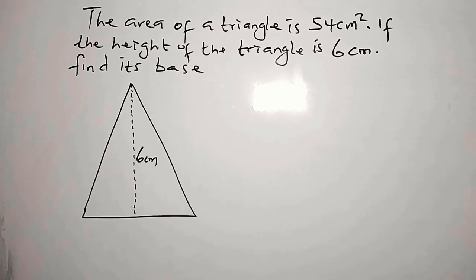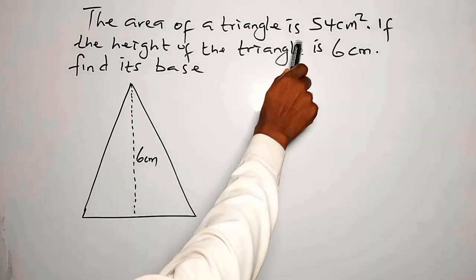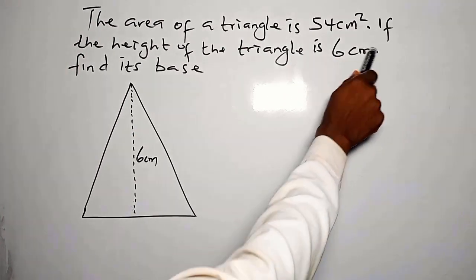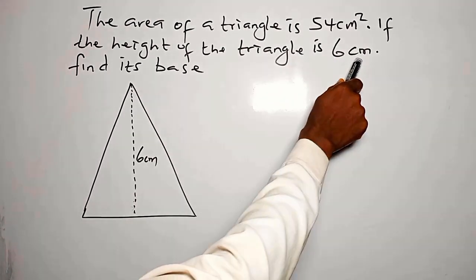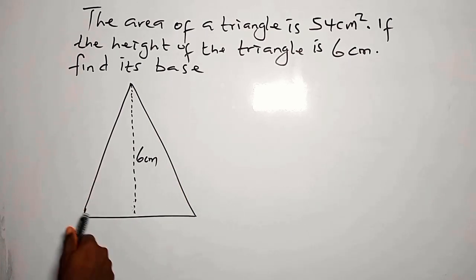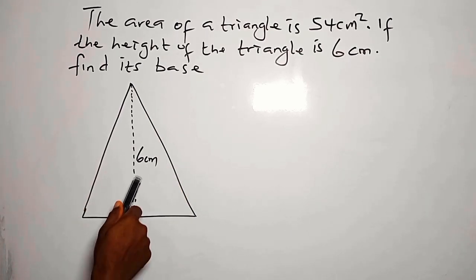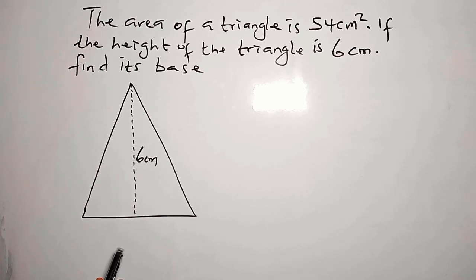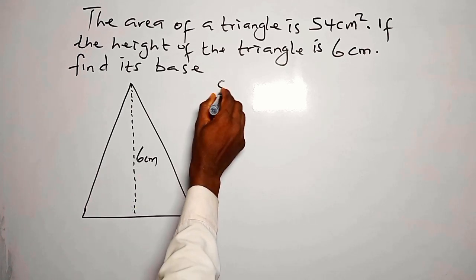The question says the area of a triangle is 54 centimeters squared. If the height of the triangle is 6 centimeters, find its base. So we have a triangle. The height of the triangle is 6 centimeters, and we have to determine the base. So how do we do this? Solution.